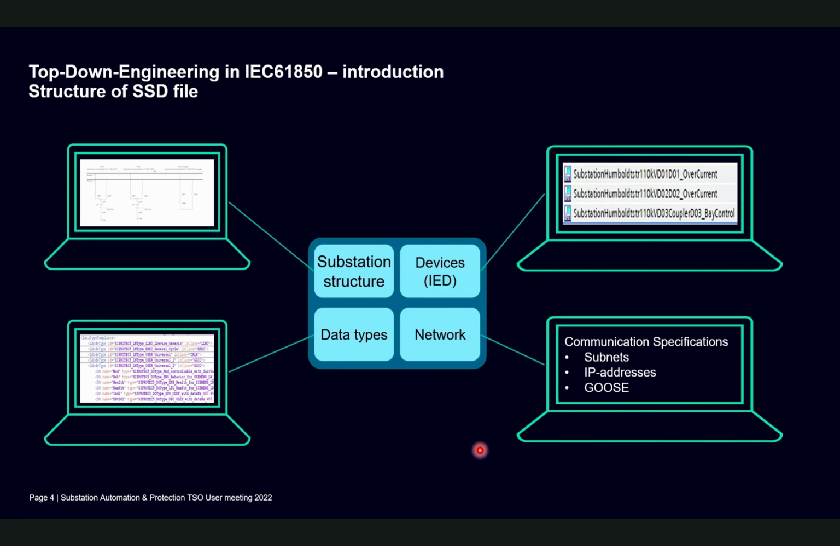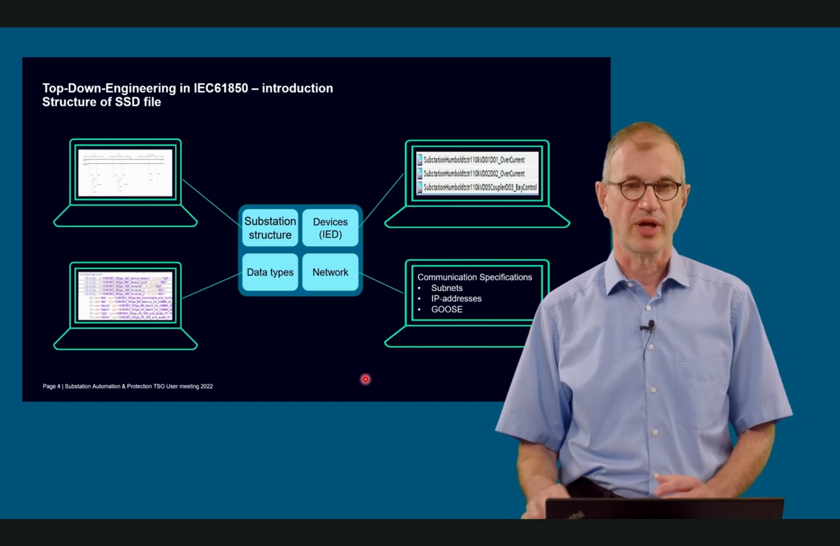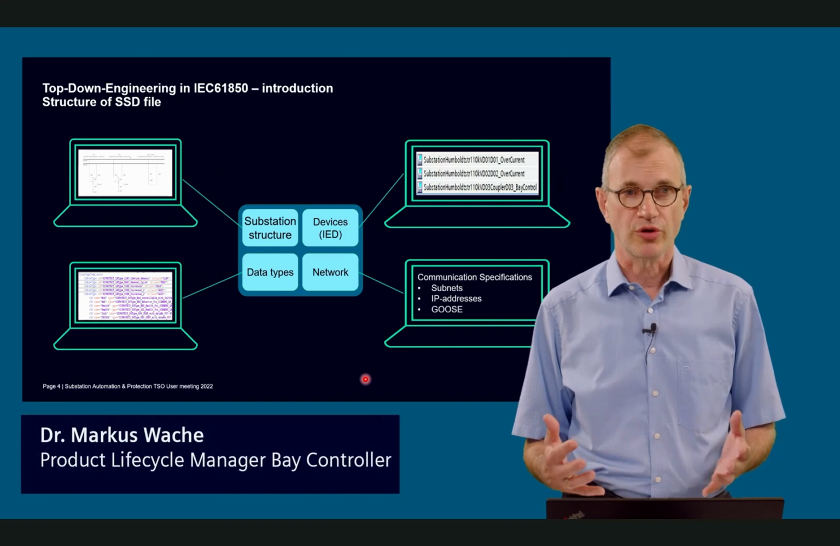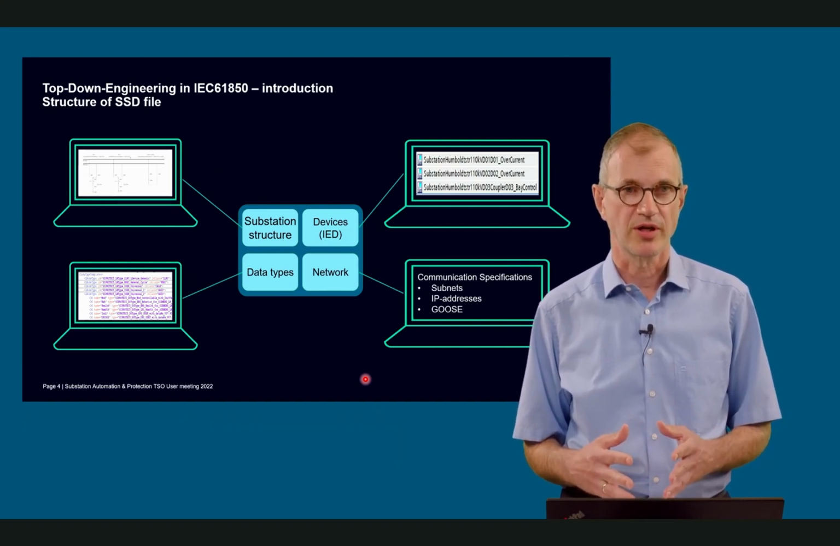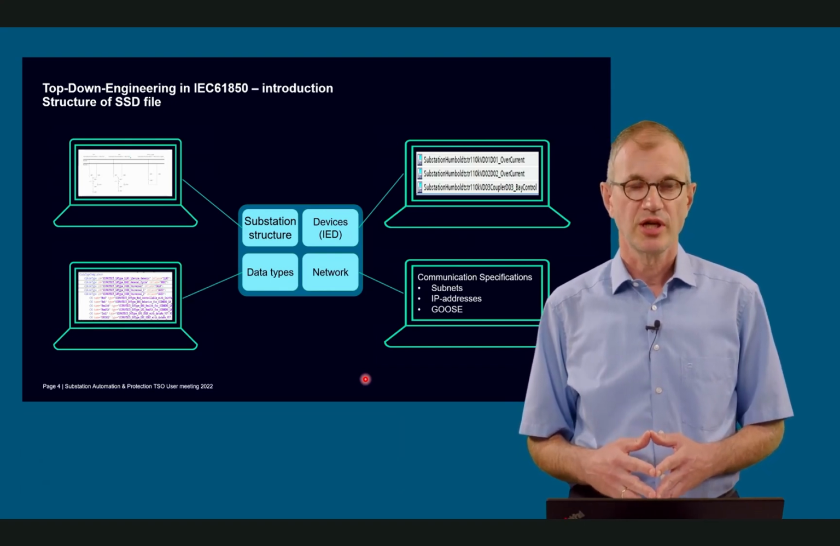And the network describes also very useful functionality which can be used by DIGSI. The subnets, the IP addresses of the devices, and the GOOSE connections, for example. All these 4 parts can be there. They are not mandatory, so an SSD file can of course contain only parts of this content. But this is the full content according to 61850-6.